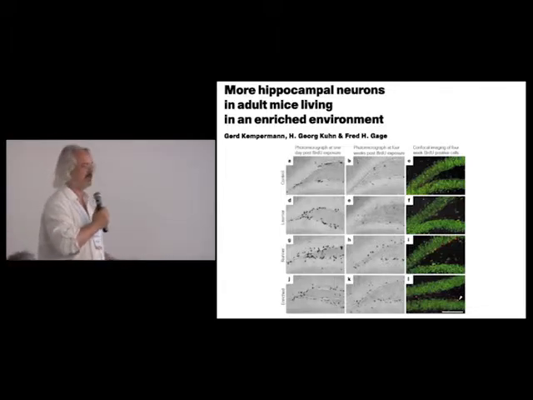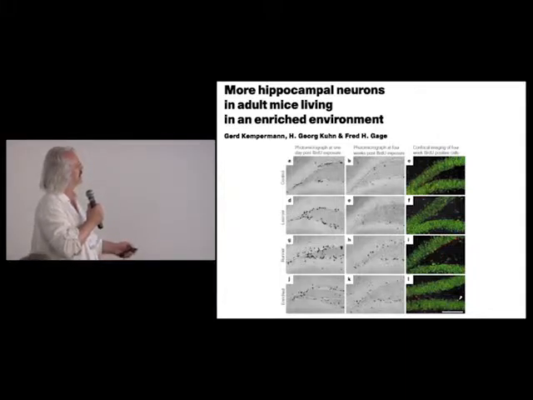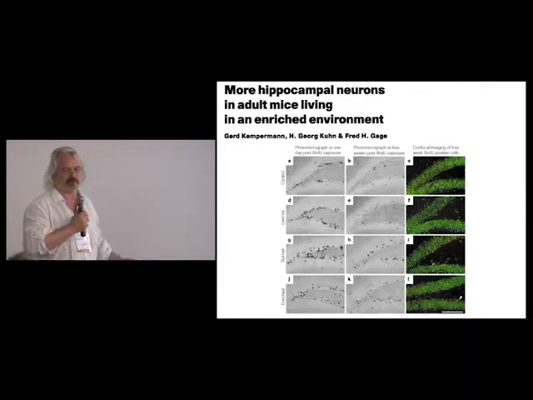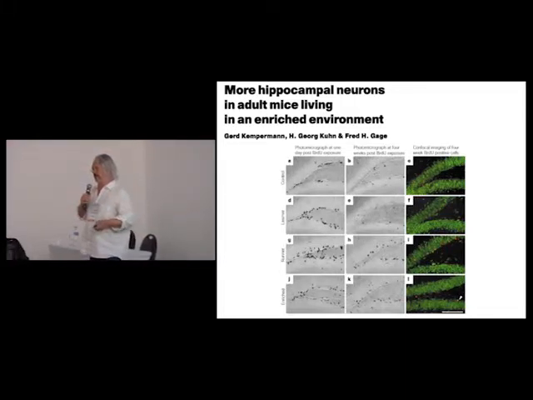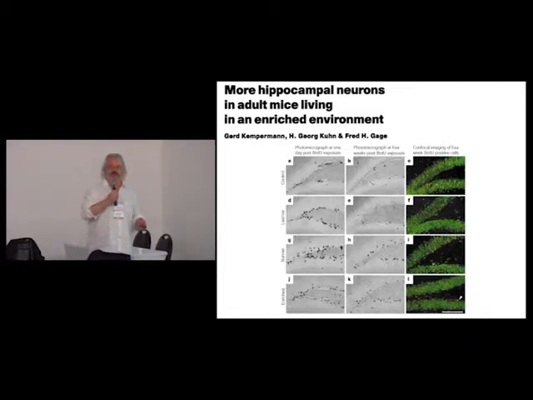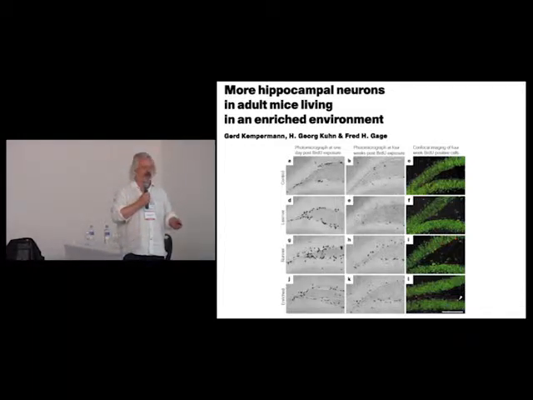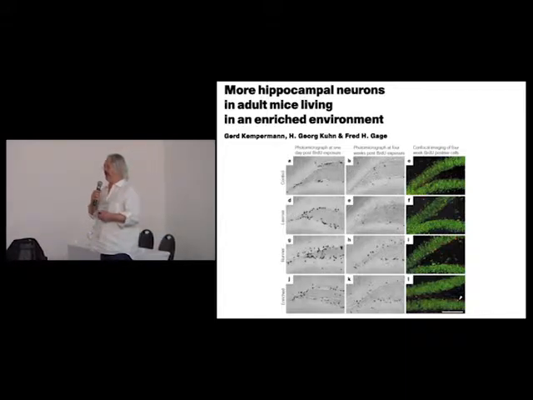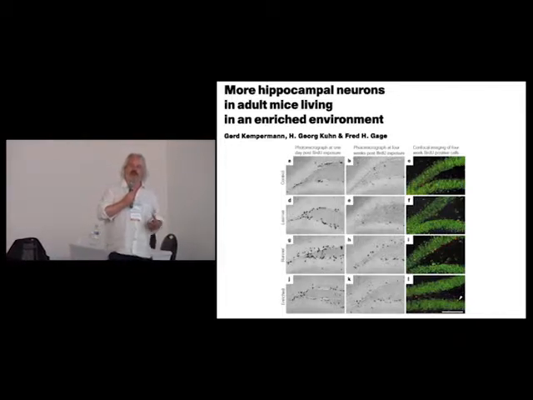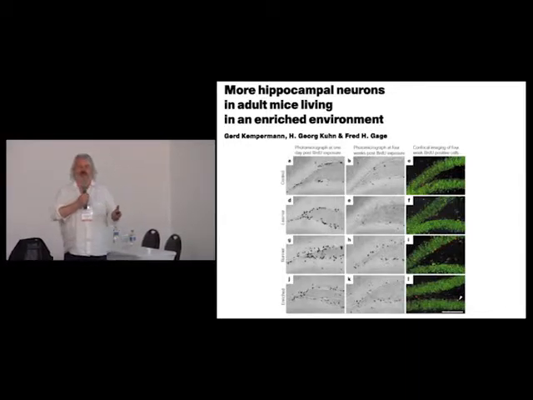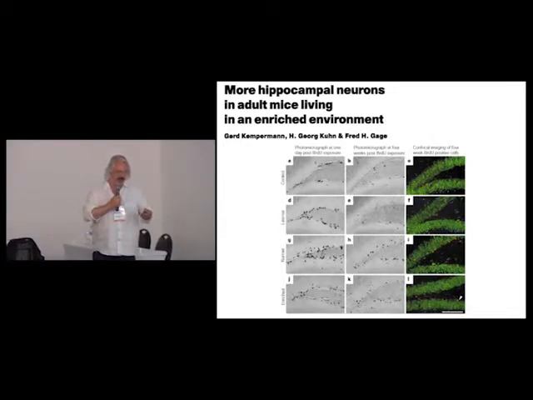But first I will show you some data from our own work, which started from the original finding from Rusty Gage's lab, where Kempermann did this work, that when you expose mice to an enriched environment, this environmental enrichment results in an increase in neurogenesis in the dentate gyrus. We addressed the question whether this is not just an increase in neurogenesis, but actually reflects an increase in connectivity of newborn neurons, and as neurons integrate, that would then ultimately result in their enhanced survival, for example.